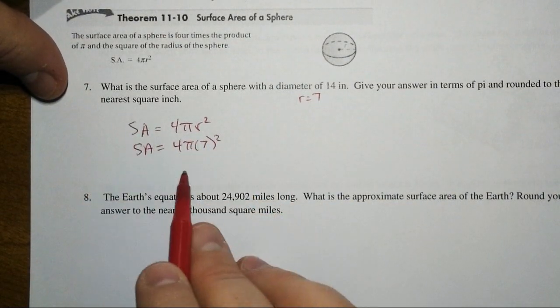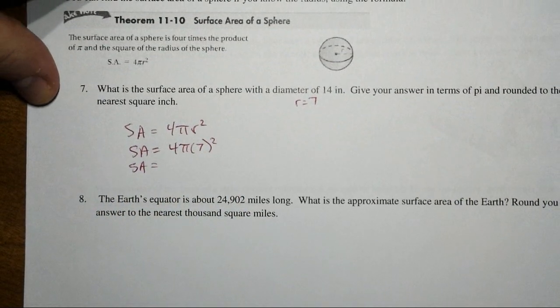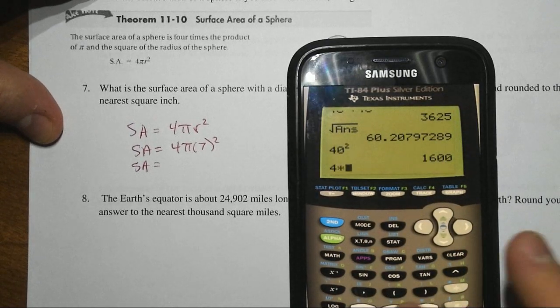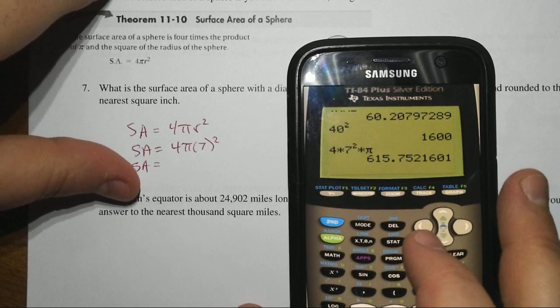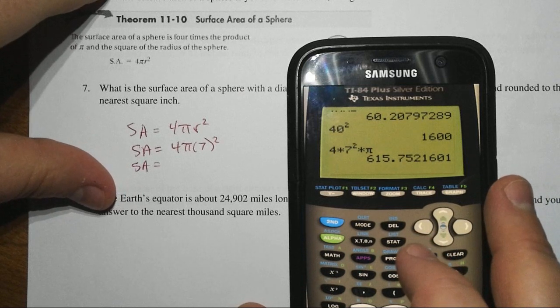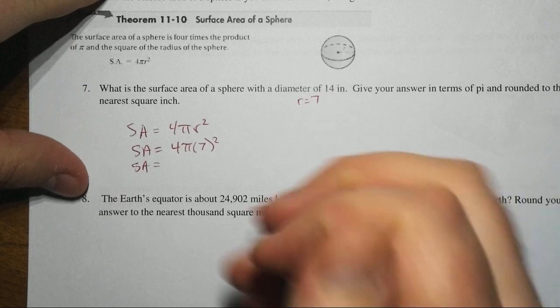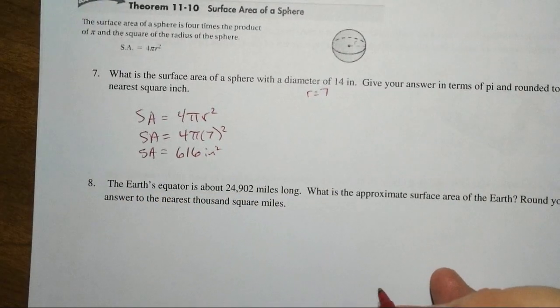This one says round, so we are going to use the pi button on the calculator here, right? So we do 4, and then eventually it should be times 49 here. So 4 times 7 squared. And this time we're going to do times pi. Remember, yours is down here in the other calculator, so just calculate that. And then we end up with 615, right? And it says nearest square inch. The next number is the 7, so we're going to round up. So this is 616 inches squared.